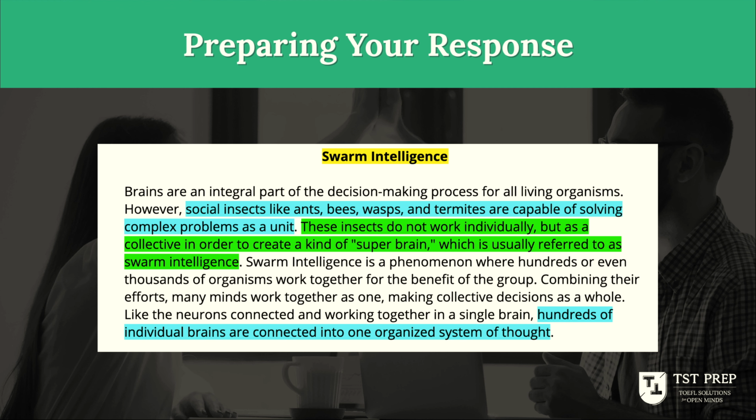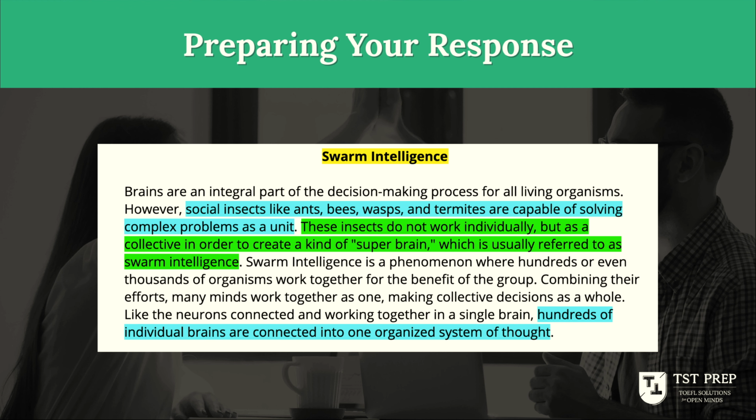These insects do not work individually, but as a collective in order to create a kind of superbrain, which is usually referred to as swarm intelligence. So sometimes they give you the definition right in the beginning, the first sentence. Sometimes it's in the middle, sometimes it's at the end. So it used to almost always be in the beginning, but it's kind of changed lately. So you might have to read a little bit to find out what the topic is really about.